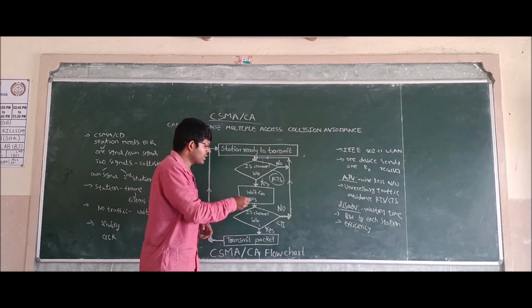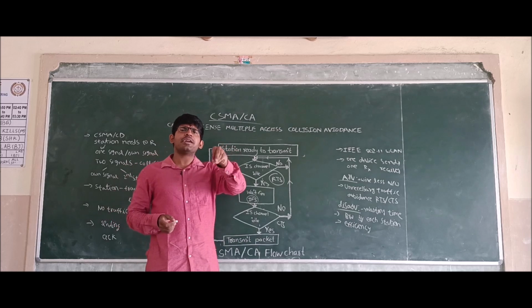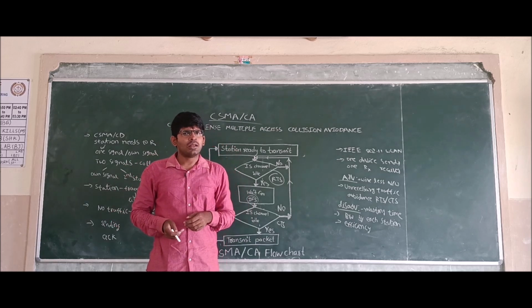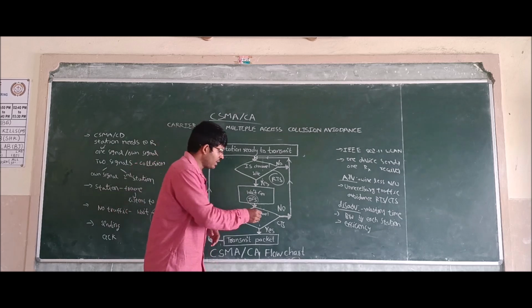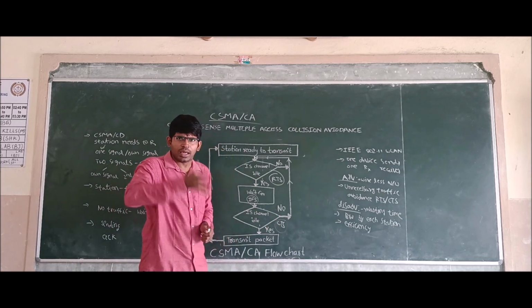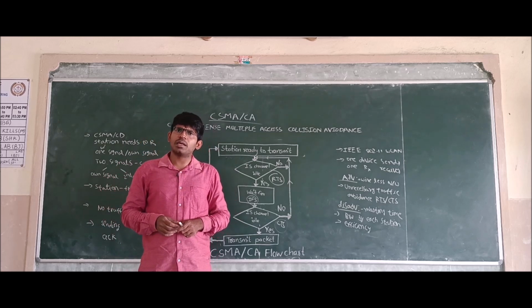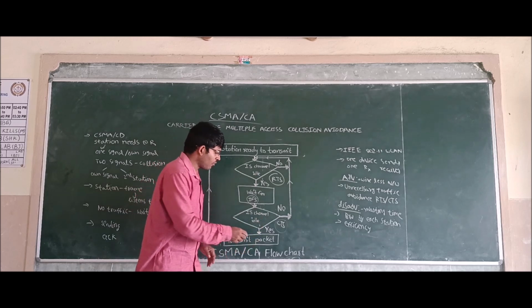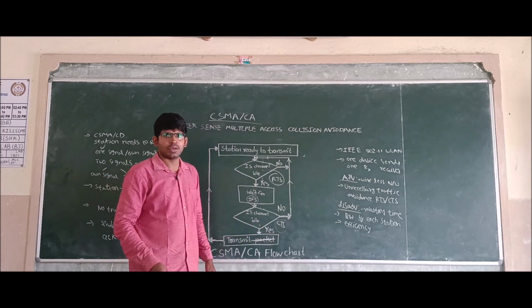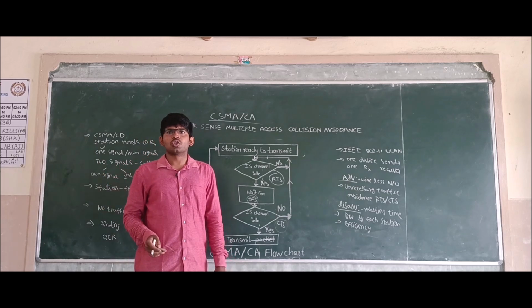That is what we call the inter-frame space. After waiting some amount of time, we check the channel again. There is no data. Then we send the clear to send signal. When the clear to send signal comes, the station transmits the information in the form of frames.